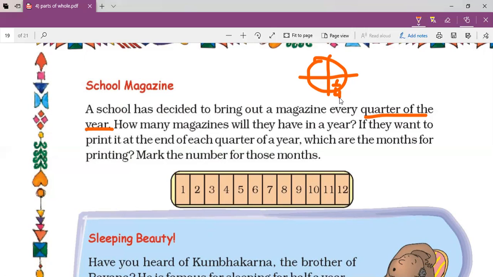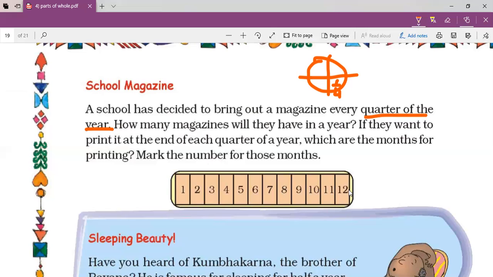They bring out the magazine. So how many magazines will they have in a year? If they bring out one magazine in one quarter, then how many quarters are there? There are four quarters. Let's see. You can see a bar over here. 1, 2, 3, 4, 5, 6, 7, 8, 9, 10, 11, 12.